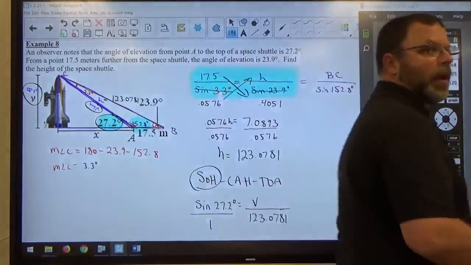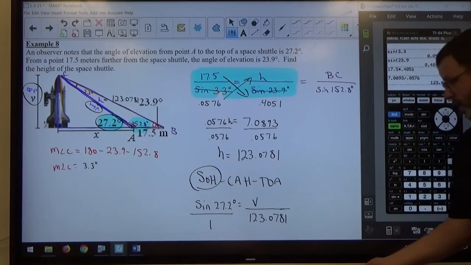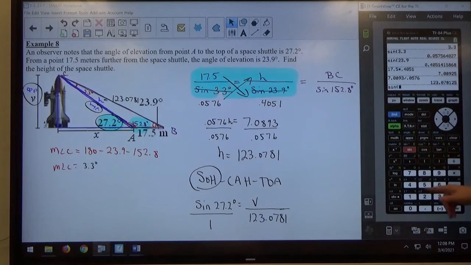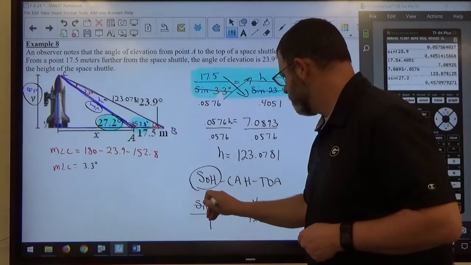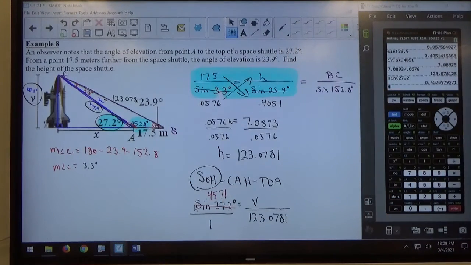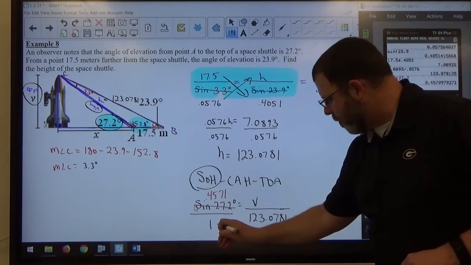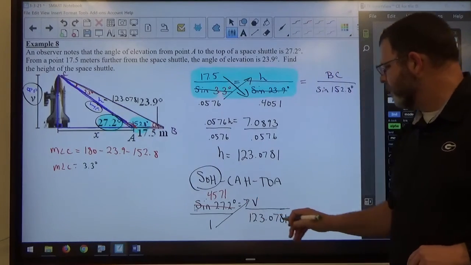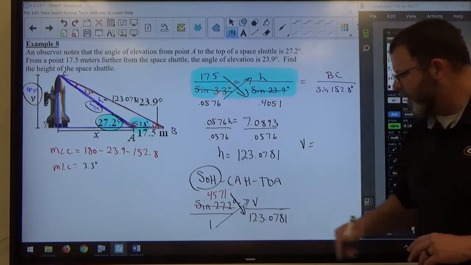When I do SOHCAHTOA, I like to put my trig function over 1 to create a proportional look. Now I'm punching my calculator sine of 27.2. That comes out to 0.4571. And again, we're just at a proportional point here where we're going to cross multiply. The upward product here, 1 times v makes v. And the downward product gives me the answer I'm looking for.